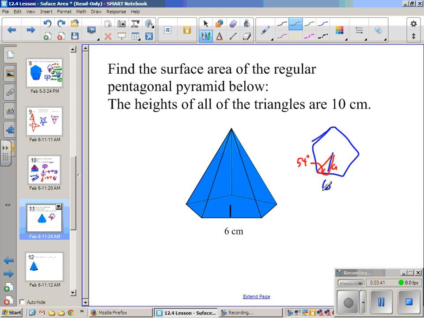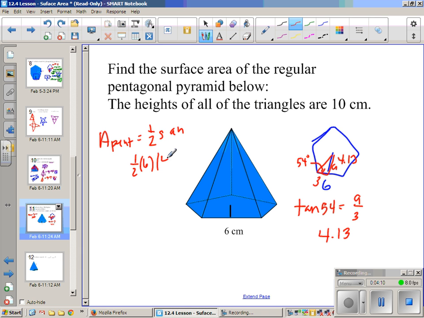Okay, so I think we already did this one a little back. We did tan of 54 equals a over 3. So if I type that in, let's just double check. I think we got 2.13, or 4.13, excuse me. So our apothem is 4.13. So to find the area of the pentagon, I'm going to do 1/2 a s n. So it's going to be 1/2 times my side length 6 times my apothem 4.13 times the number of sides, which is 5.